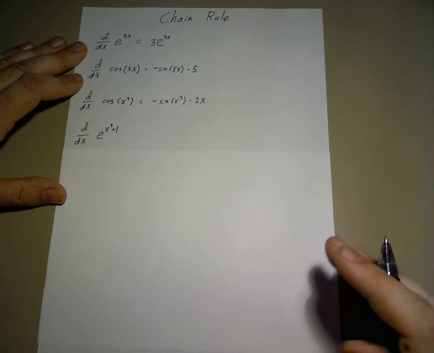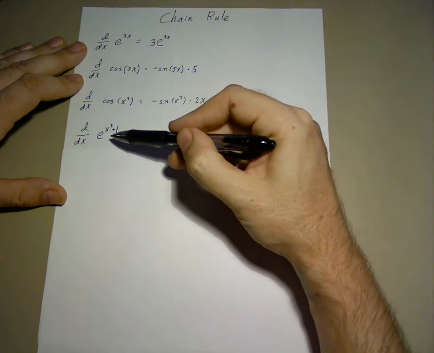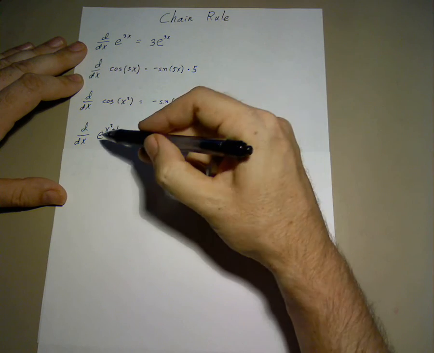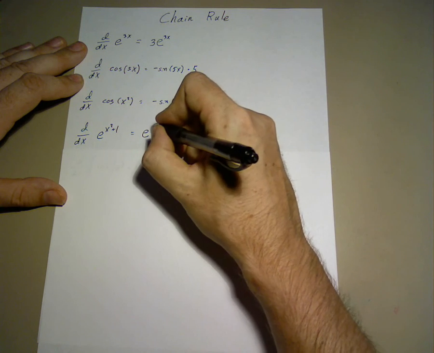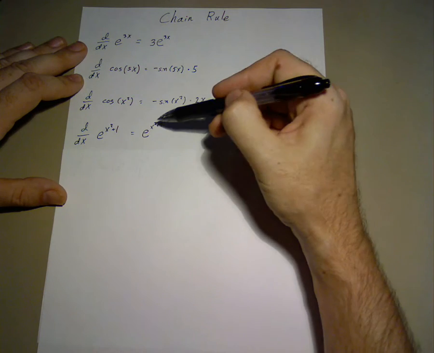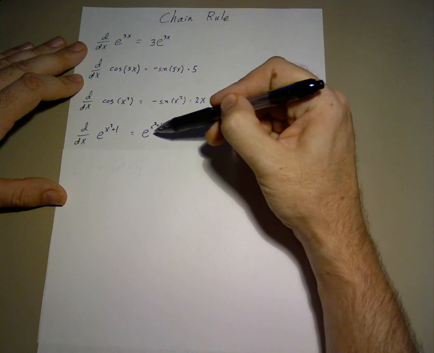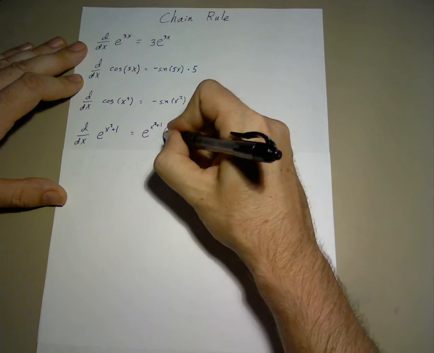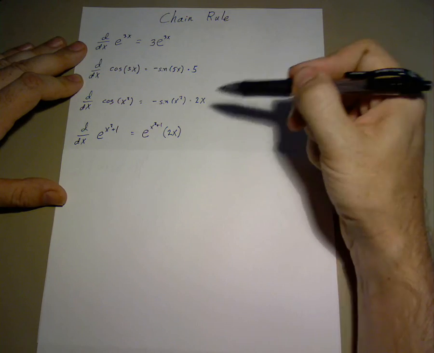In our next to last example, the derivative of e to the x squared plus 1 is, well, the derivative of e to a power is simply itself, so we have e to the x squared plus 1, times the derivative of what was on top, in the power. The derivative of x squared plus 1 is 2x. That is the correct derivative.